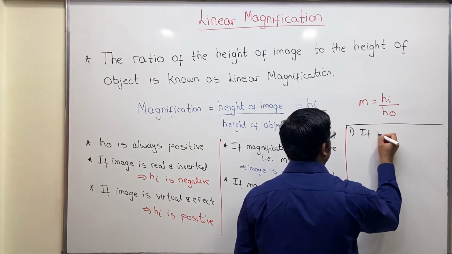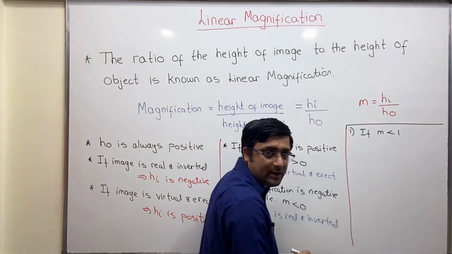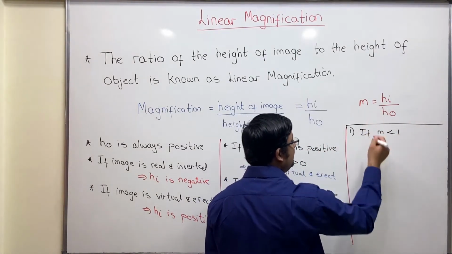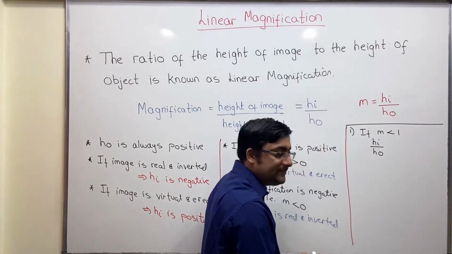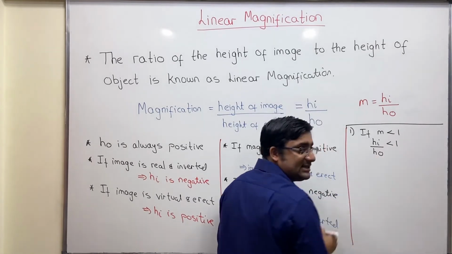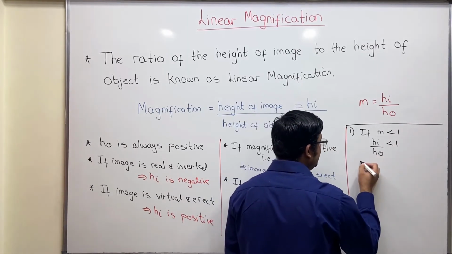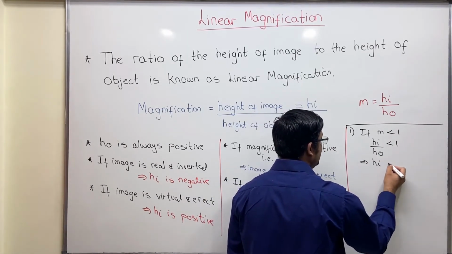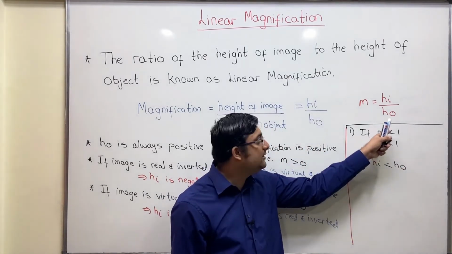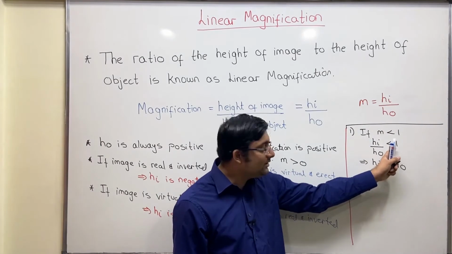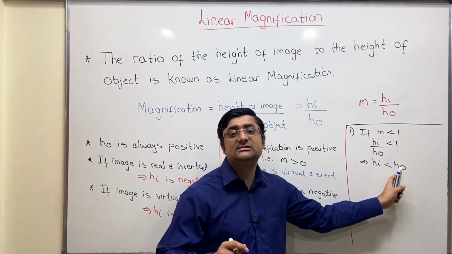If magnification is less than 1. So see guys, what exactly is magnification? It is HI by HO. Do you all agree? So this over here is less than 1. So take H over there. So this implies HI is less than HO. So guys, when magnification is less than 1, means HI by HO is less than 1, means height of image is less than height of object.